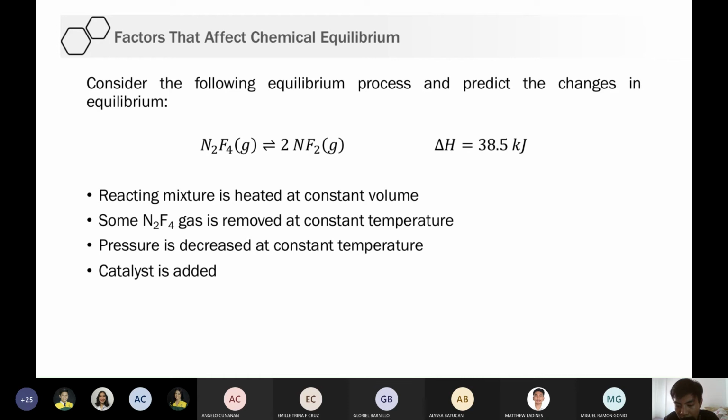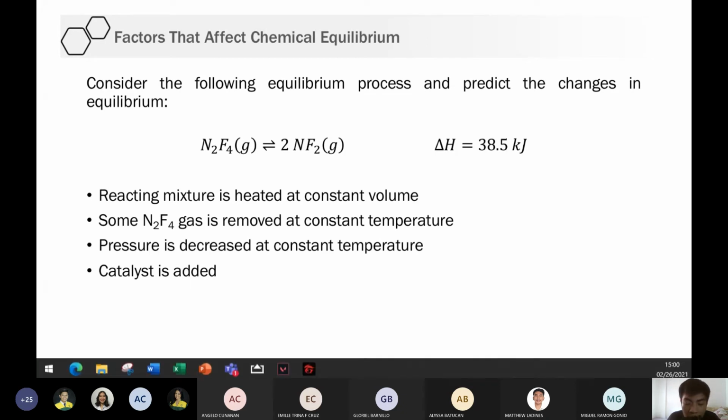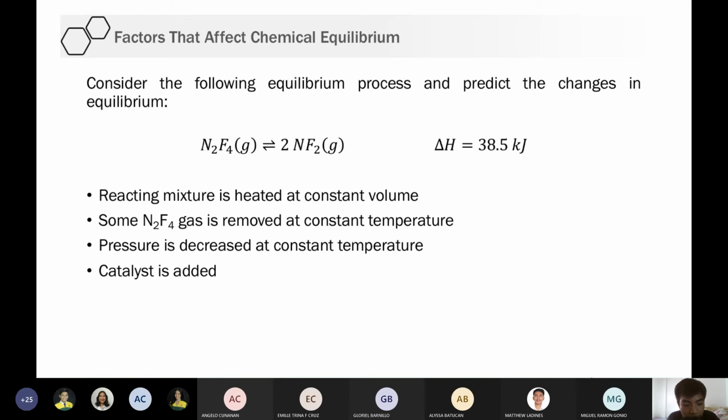Consider the following. We have N2F4 in equilibrium with 2NF2, both gases. Delta H is 38.5 kilojoules. Number 1, the reacting mixture is heated at constant volume. Heated, ibig sabihin, tumaas yung heat. Tumaas yung temperature. So kapag tumaas yung temperature, ano gagawin natin?